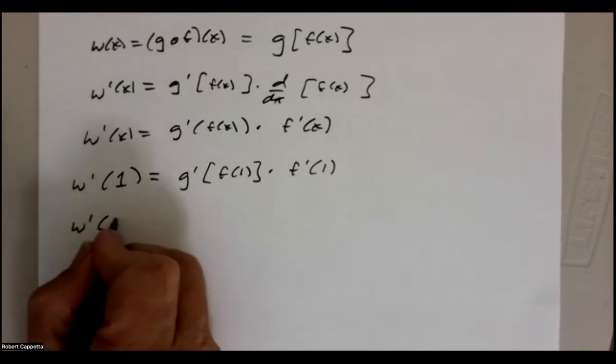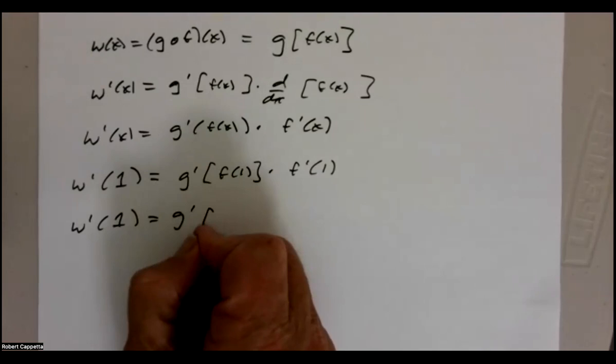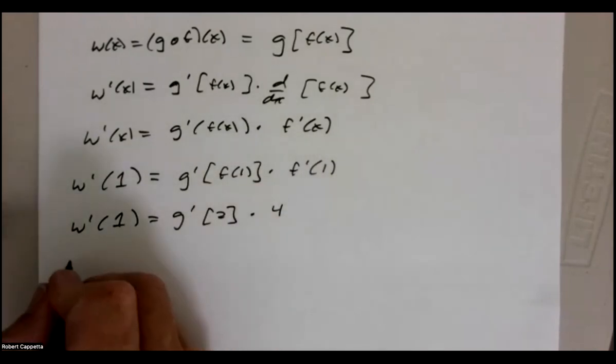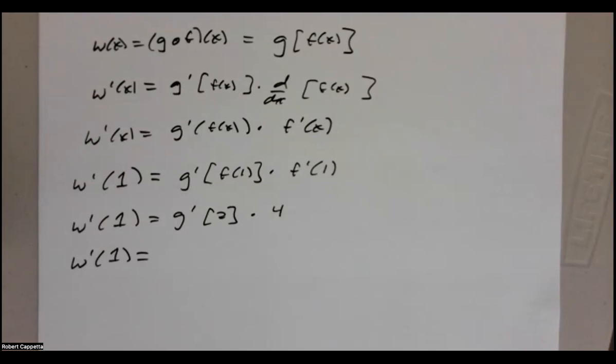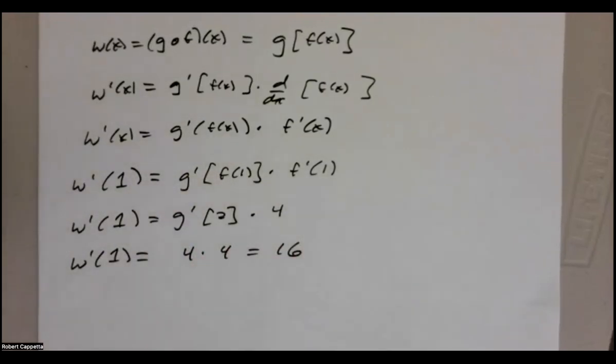What is f of 1? It looks like f of 1 is 2. G prime of 2 times f prime of 1. What is f prime of 1? Looks like f prime of 1 is 4. So what is g prime of 2? Looking at my table, g prime of 2 also looks like it's 4. So I get 4 times 4, which is 16. So those are tedious, but I do like those problems, so make sure you're prepared for that.